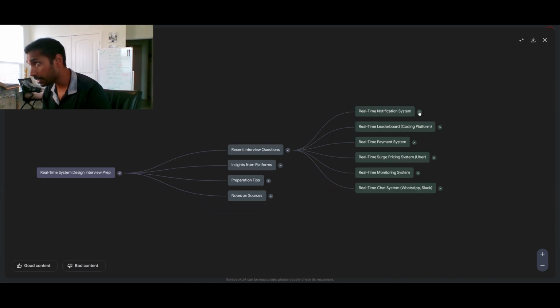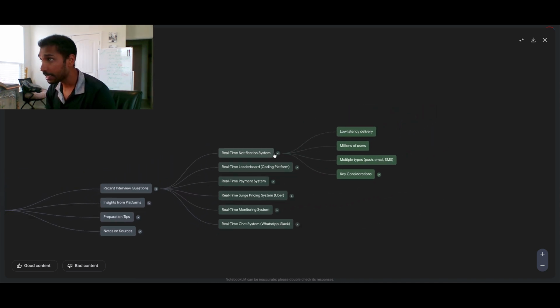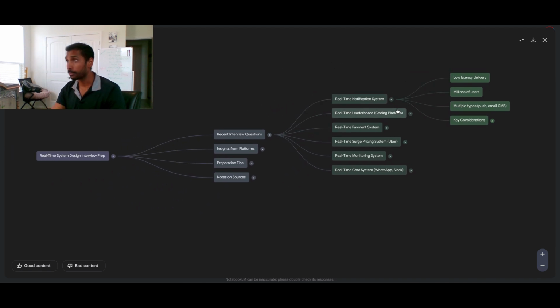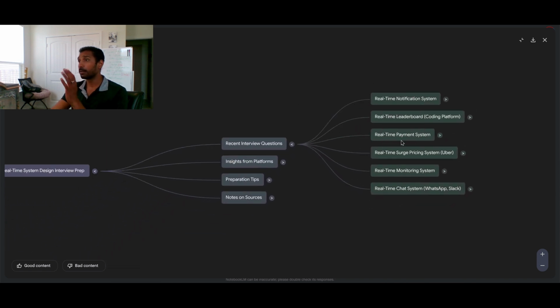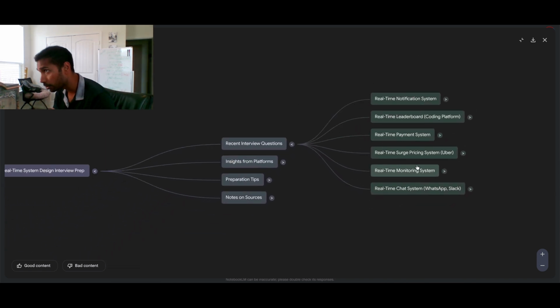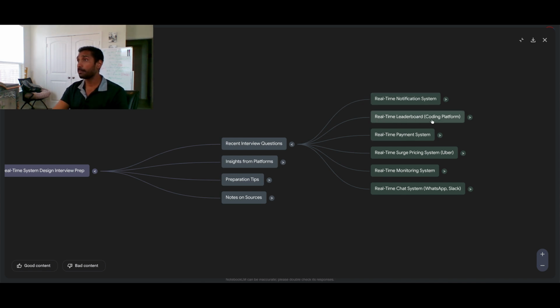So real-time notification system, we can double click and see what that means and what you need to focus on while you're trying to solve a system design problem. So let me go back to the high level here, and then we can double click on the specific interview question I want to talk about today. So real-time notification system, real-time leaderboard, coding platforms, real-time payment system can be applied to any domain in this context. This is a great interview question. We'll get back to that maybe in the following YouTube video.